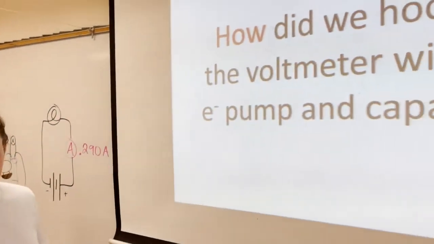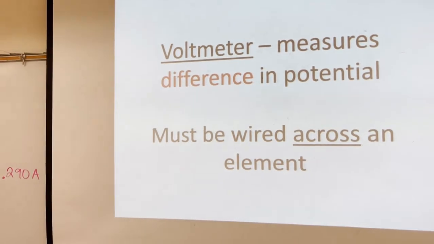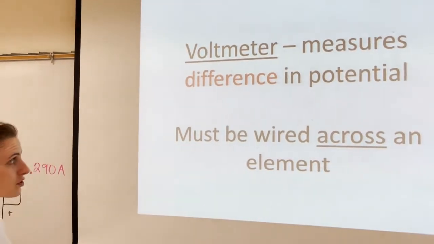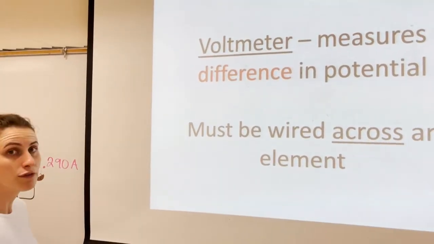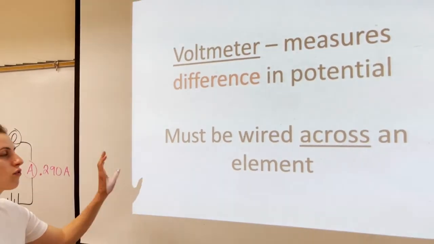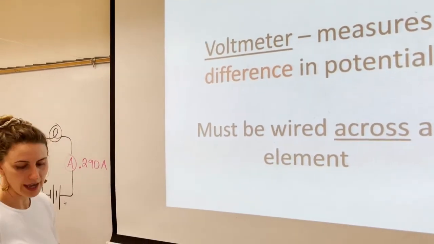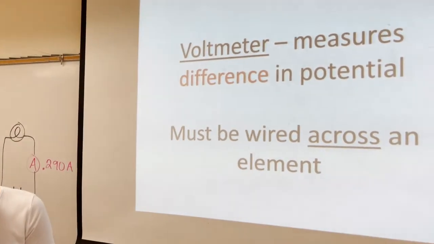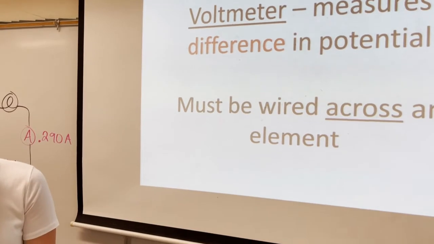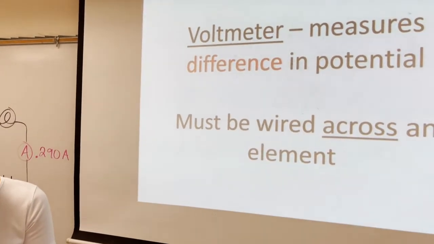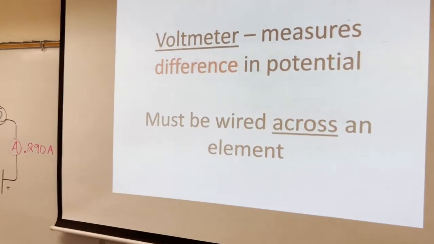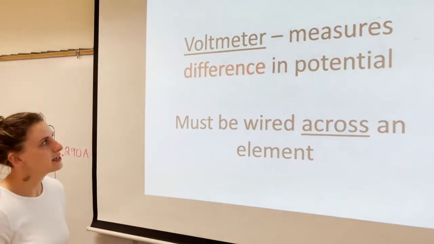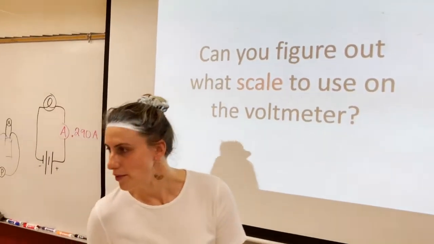So how do we hook it up? The voltmeter measures the difference in the potential, the voltage, and it must be wired across the element, from one side to the other. It's not in the flow like the ammeter. You're not measuring current. You want to measure the difference in electrical potential energy from one point to another in a circuit. Okay, let's go ahead and take a look at a voltmeter here.